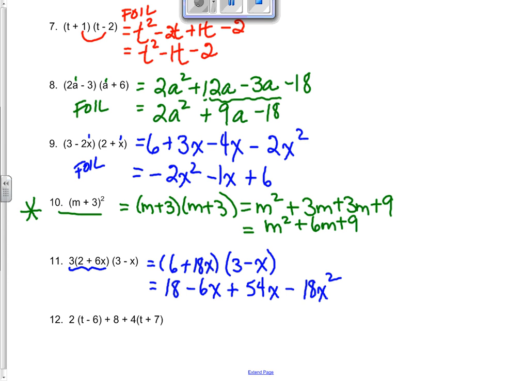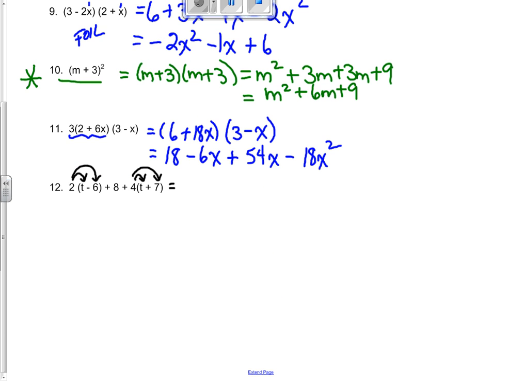Last example. We have distributive law, add 8, then another distributive law, collect like terms, and simplify. 2 times (t minus 6) is 2t minus 12. The add 8 is just by itself. And then distributive law again. 4 times t is 4t, plus 4 times 7 is 28. Then I collect like terms. I have t's, 6t altogether. My numbers, when I put them together, would be 24.